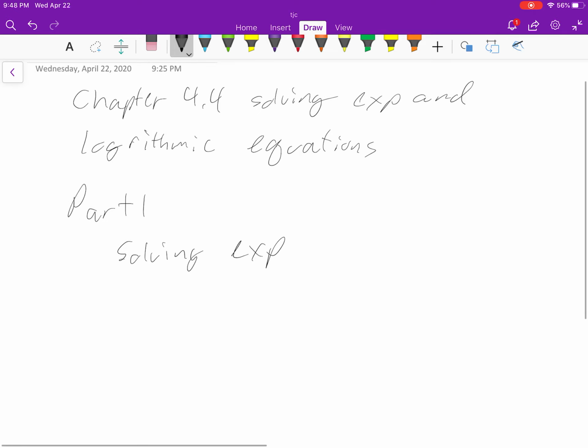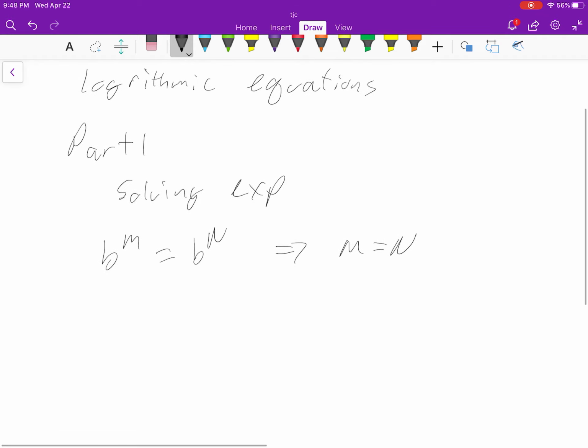When solving an exponential equation, if we have an equation of this form, where the bases are the same and we have exponents, then if the bases are the same, we can conclude that the exponents are equal. So what we do when doing one of these problems, let's look at an example, is we try to make the bases the same.